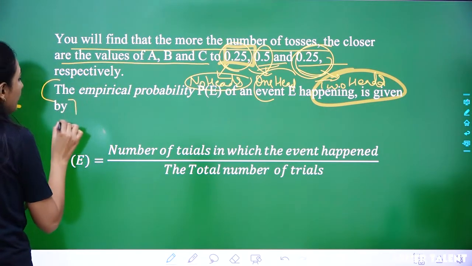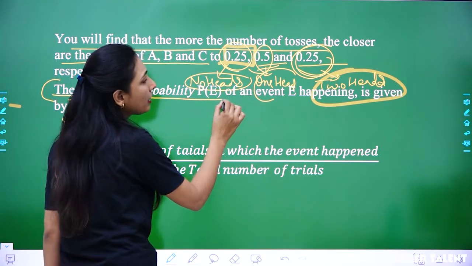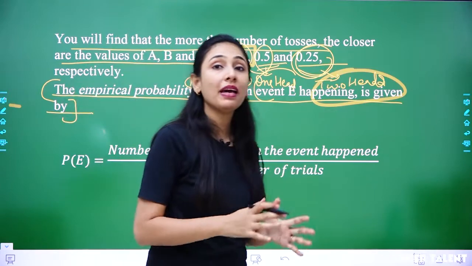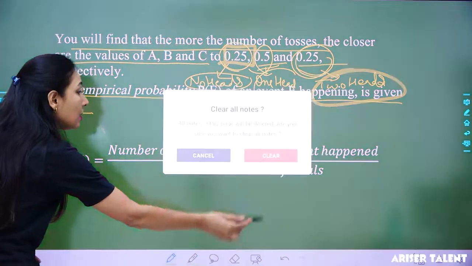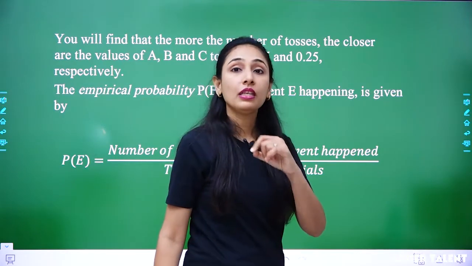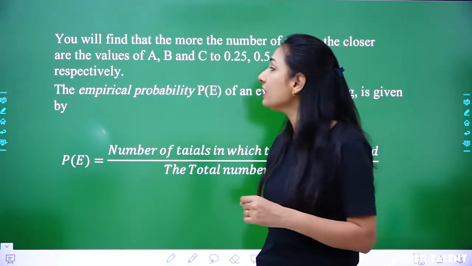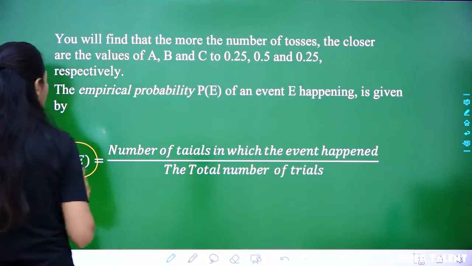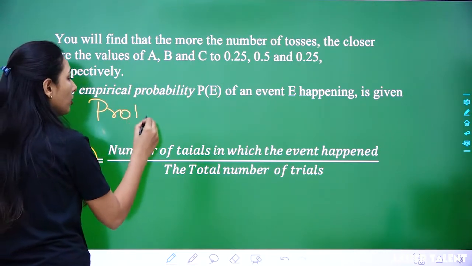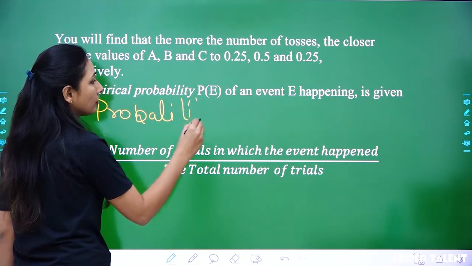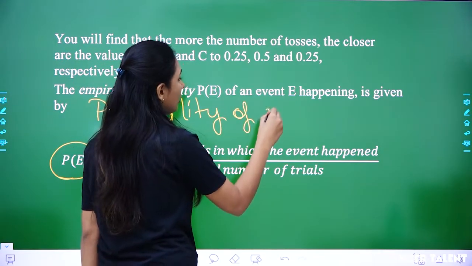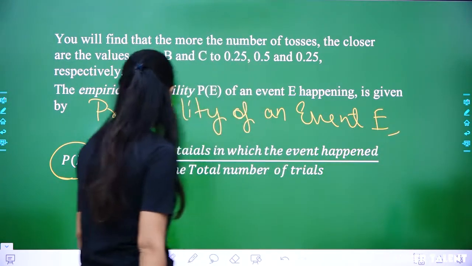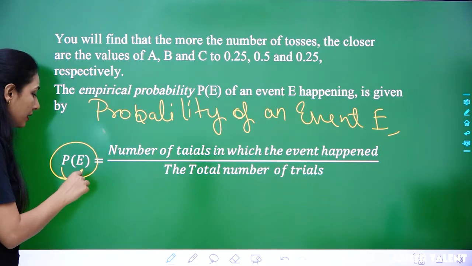Now we approach the empirical probability. The empirical probability P(E) of an event E happening is given by, what is the formula? The empirical formula, that means the formula which is derived with the help of experiments. So with these experiments, what are we going to have? The probability of that event E, that is P(E), the probability of the event E happening.